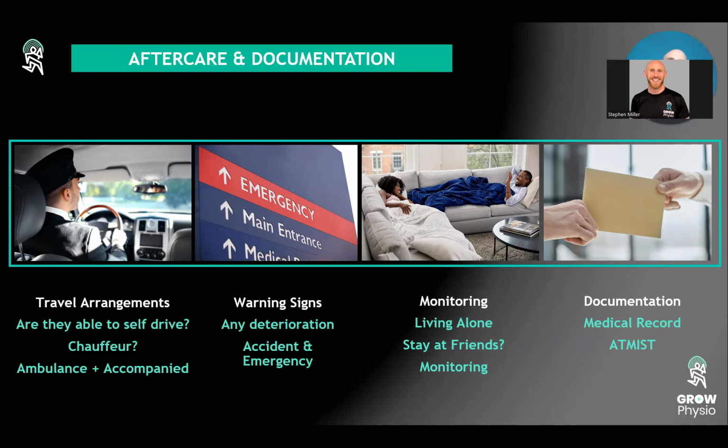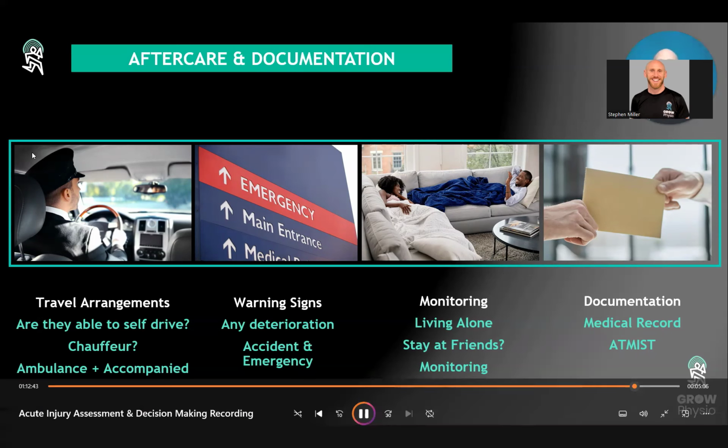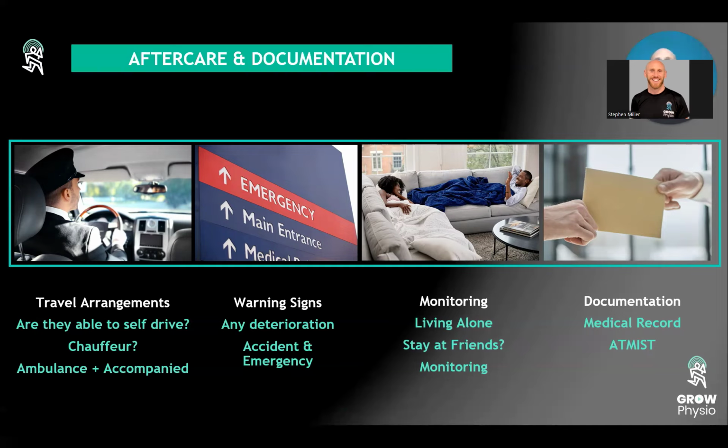If they're going home, then what I would do is make sure that if they are living alone, or they're staying at friends, or they've got a partner, that the partner or friends keep an eye on them for that night. So if they are in maybe a position where they may well deteriorate, if it's a concussion, head injury, that kind of thing, again, really important that we keep an eye on them and make sure that they're okay and don't deteriorate. In the documentation, what I normally do is just summarize in an ATMIST kind of handover fashion some of the key bullet points.